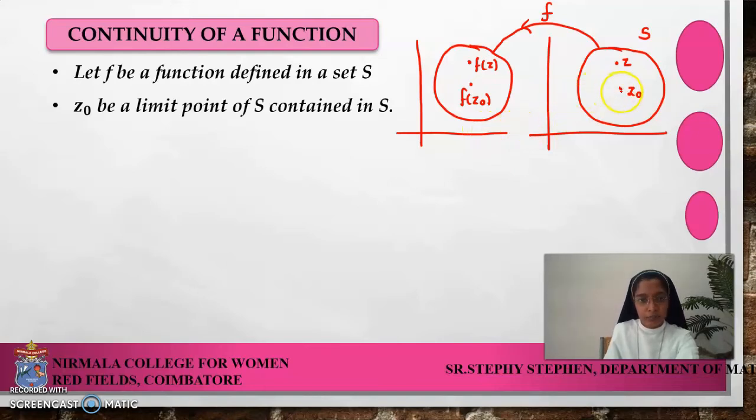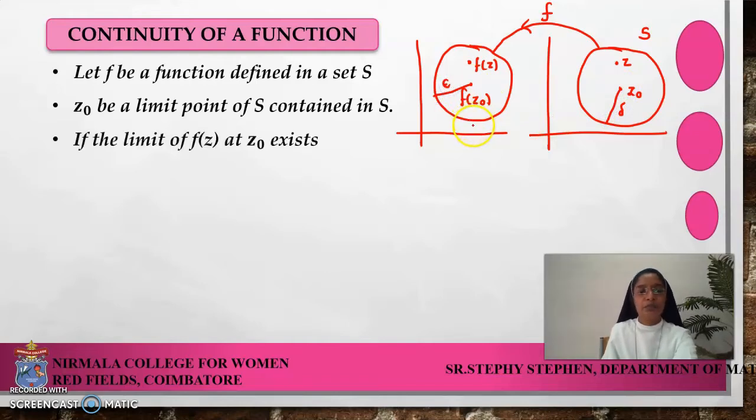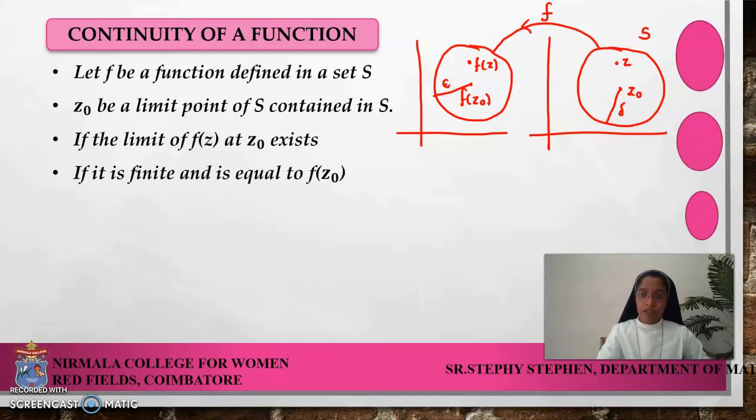Let us consider z0 is a limit point contained in S. This distance is delta and this distance is epsilon. If the limit of f of z at z0 exists, so in order to define continuity, the necessary condition is that the limit should exist at the point whatever we consider. Here I have considered the limit point to be z0. So the limit at this point should exist and it should be finite with the value equal to f of z0. In that case, we say that continuity of a function is here. In other words, limit z tends to z0 of f of z is equal to f of z0, and the value should not be equal to infinity, which means that it should be a finite value.